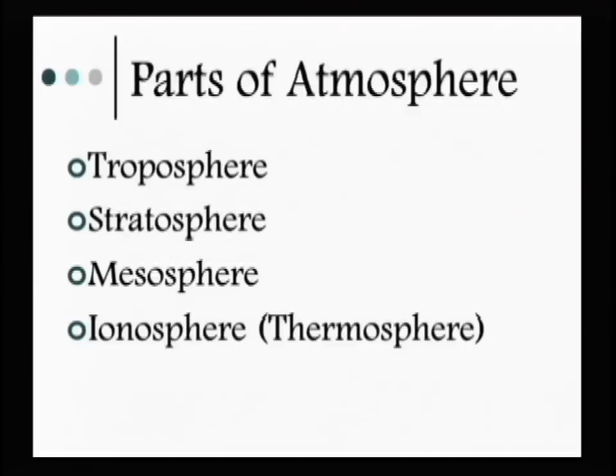So now, what are those parts of that atmosphere? Well, we've got the troposphere, the stratosphere, the mesosphere, and the ionosphere, which is sometimes called the thermosphere. So the troposphere, stratosphere, mesosphere, and thermosphere, or the ionosphere.